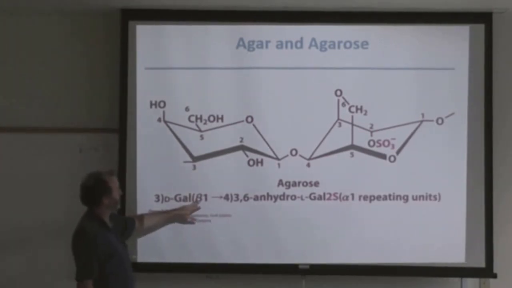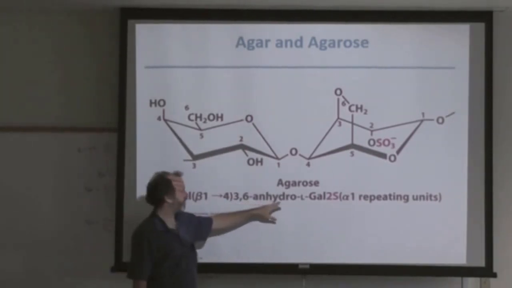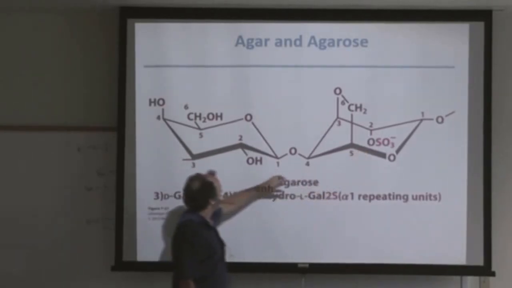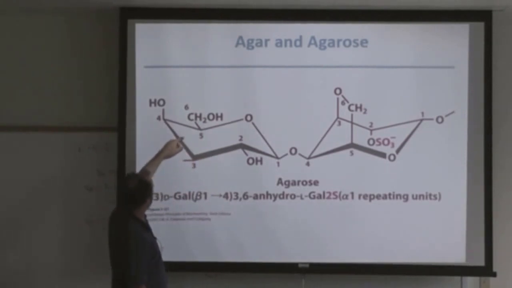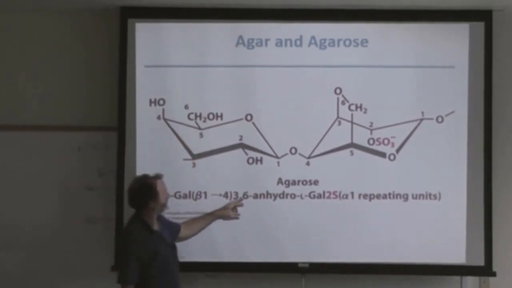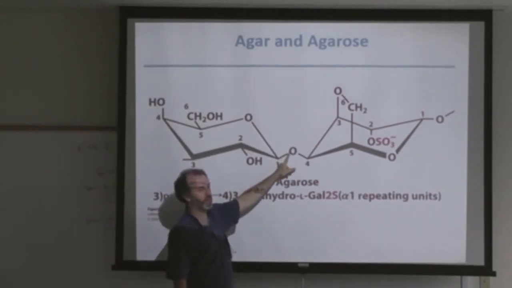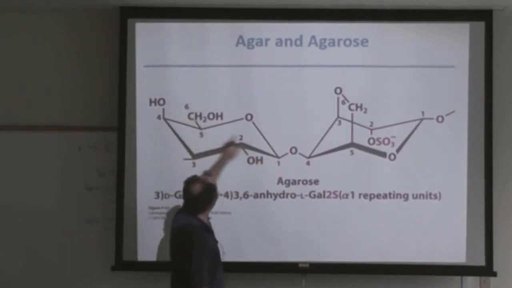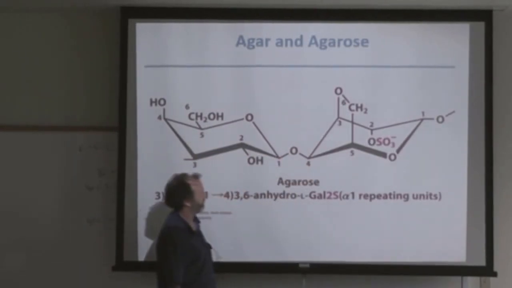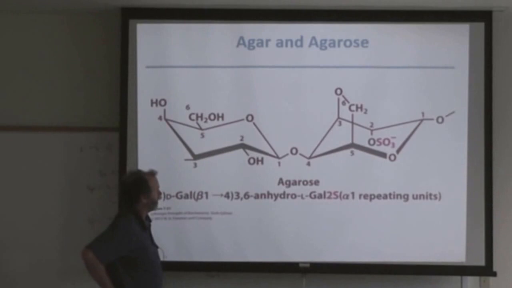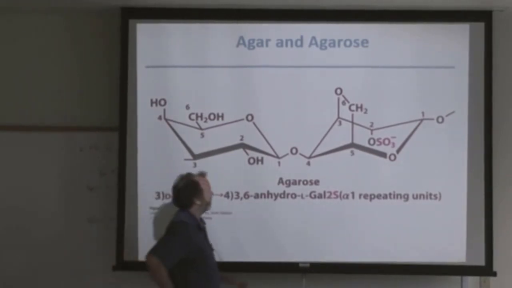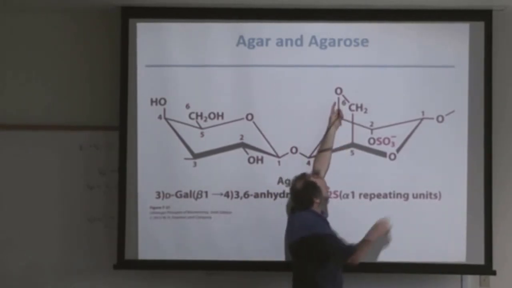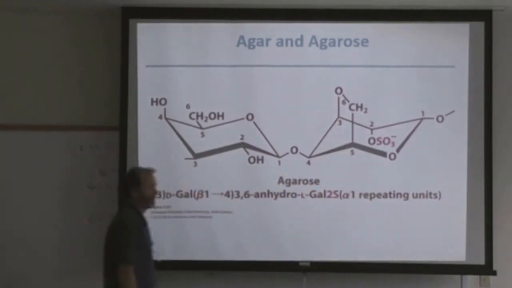It's D-galactose beta 1 to 4, 3,6-anhydro L-galactose 2S alpha 1 repeating units. So it's sulfonated. And again, this is galactose beta 1 to 4. So this is projecting up from the anomeric carbons, the number 1 carbon. And then the number 6 carbons projecting up too. So that's a beta 1 to 4. Then it's alpha 1 repeating units. Yeah. So the 1 to 4 link is... So this is actually a cyclic structure here, but it's projecting up, and then this is back down again. You see that?